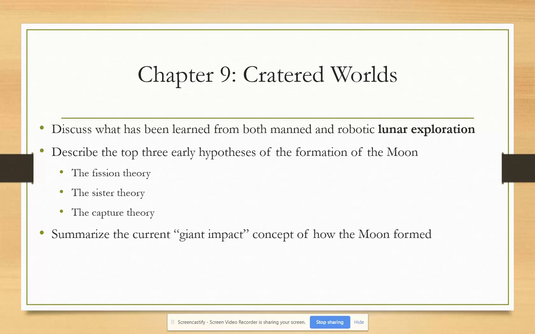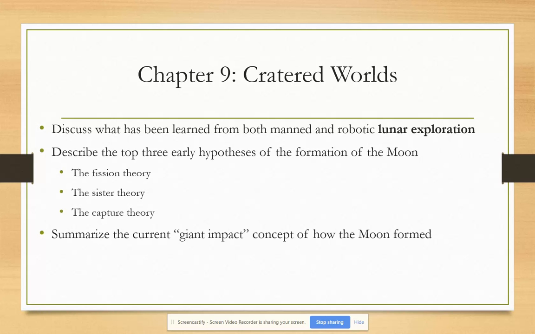The fission theory is the theory that the Earth was here, and then it underwent mitosis. It broke in half somehow. That seems to be kind of flawed, right? They say that doesn't make any sense. So then we have the sister theory, that the Earth and the Moon just formed together. I referenced that when I was talking about it. It didn't capture anyone's fancy.